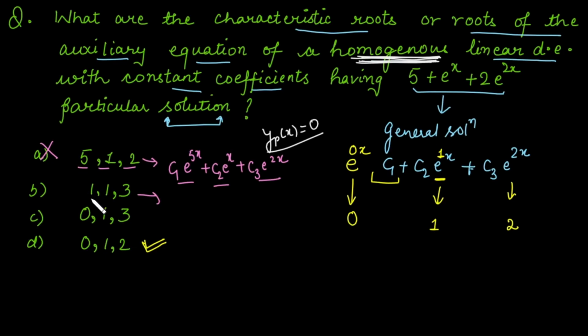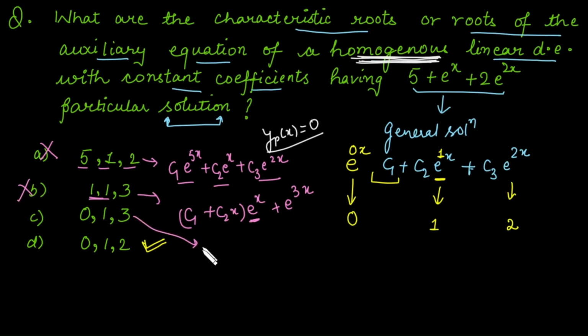According to this, if two roots are same, we can write this as C1 plus C2 into x, e raised to power x, plus e raised to power 3x. Now 3x is not a part of this one. Even e^x is only part of this one time, and here it is 2 times. So we can discard this one.